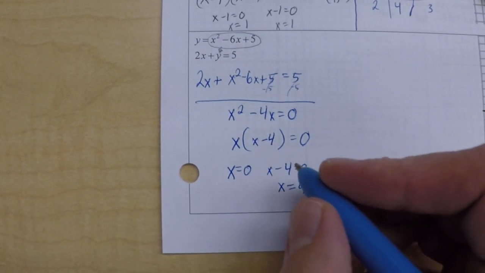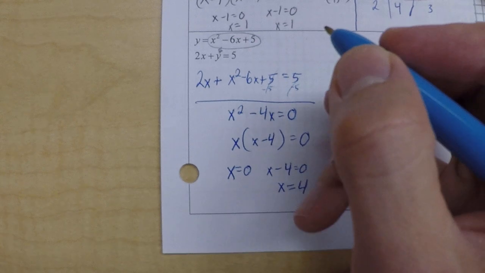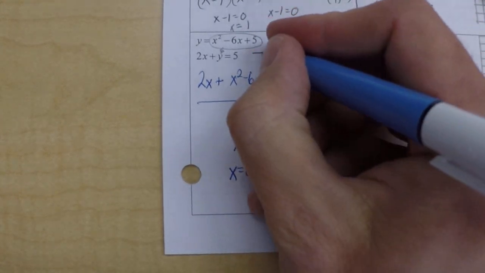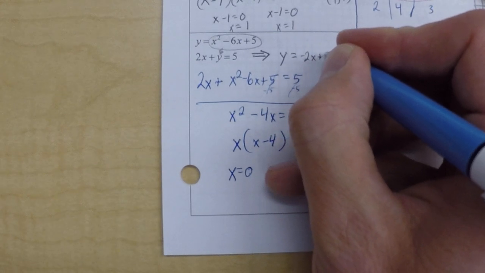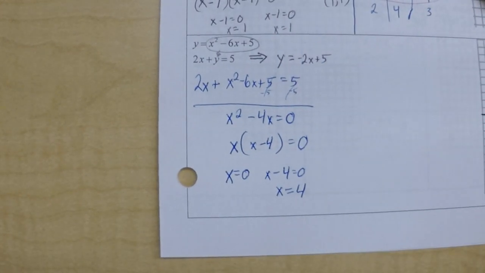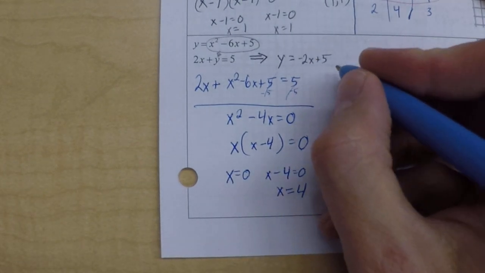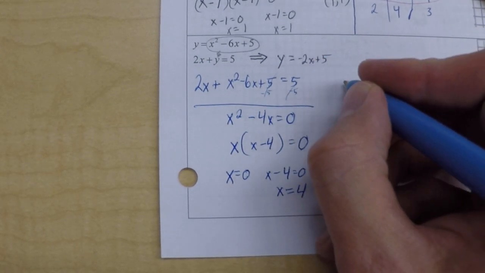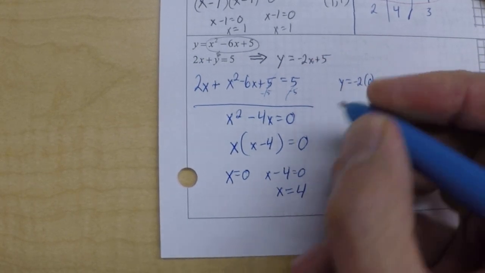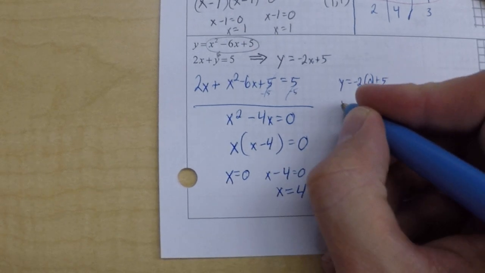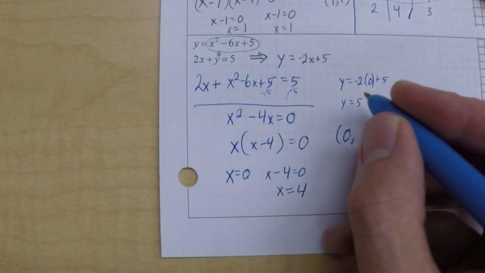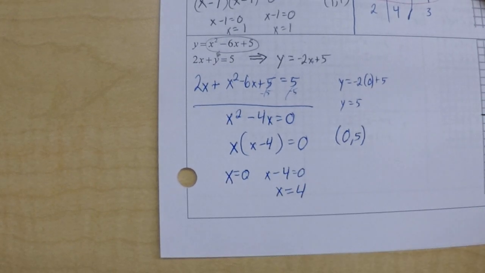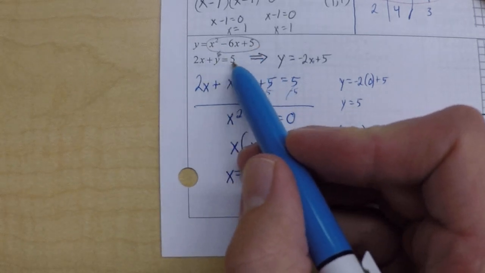So what I'm going to do is plug in 0 for x, and you know what, let's cheat just a little bit, and it's not cheating. Let's solve this for y. It'll make it a little bit easier. So negative 2x plus 5. There we go. And now we're going to just plug in x there. So when we plug in 0 for x, we have y equals negative 2 times 0, plus 5. That means y equals 5. That means the coordinate 0, 5 is a point of intersection between this parabola and this line.